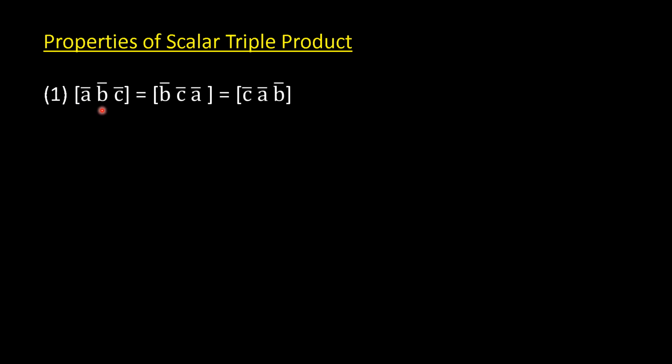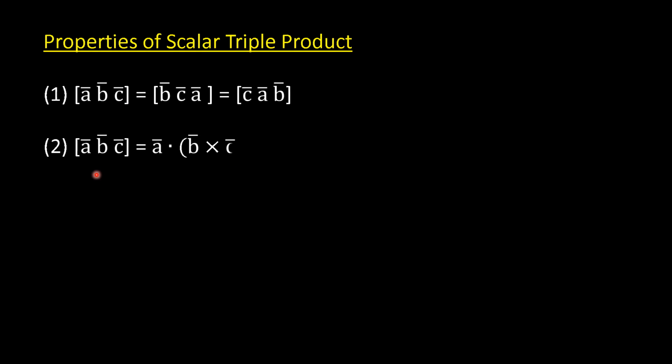Let us understand the properties of scalar triple product. The first property is box a bar, b bar, c bar is same as box b bar, c bar, a bar, which is same as box c bar, a bar, b bar. Here we have made a cyclic change in the order of vectors a bar, b bar, c bar. Here b bar is followed by c bar is followed by a bar, which is a cyclic change. Here c bar is followed by a bar and a bar is followed by b bar, which is also a cyclic change.